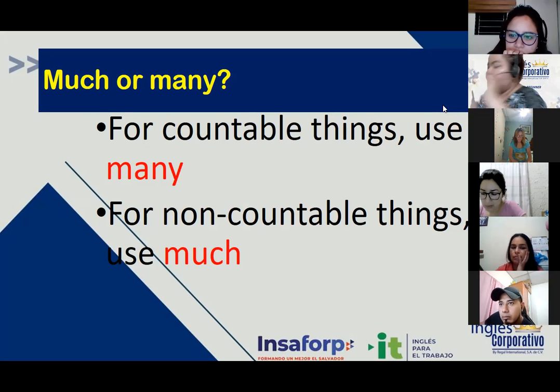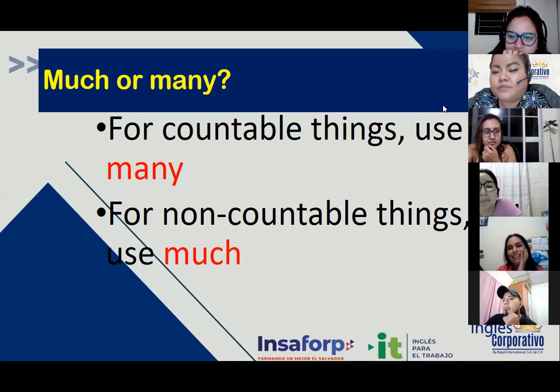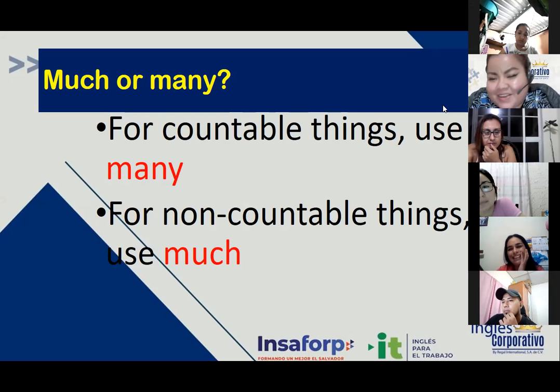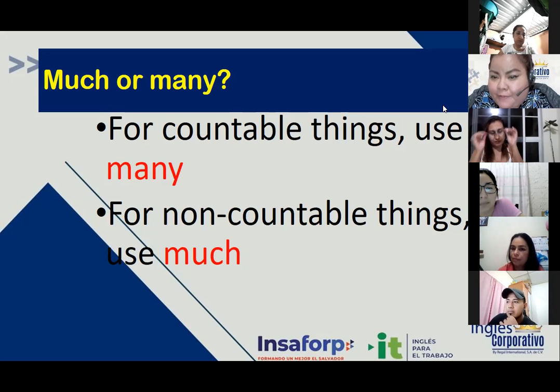Look around. No importa si se equivocan y ven algo que es contable o no contable. Which one do you think? Chairs, very good. Many chairs, excellent. And what do you see there that you can use for much? Honey. Love. Much love. Okay, very good. What do you say, Brenda? Honey, love, right? Those are non-countable nouns. So we use much with them, right?